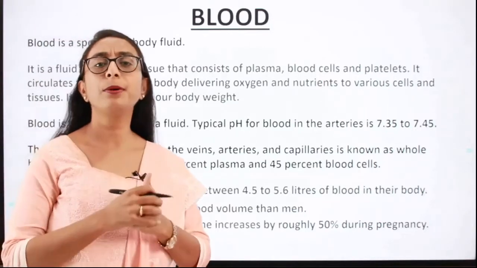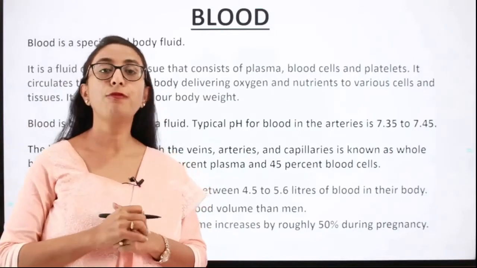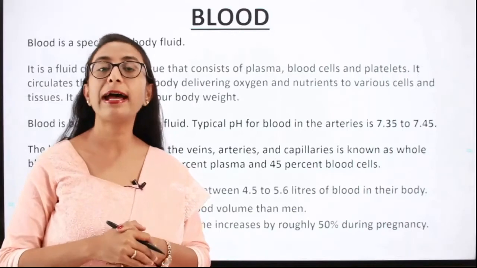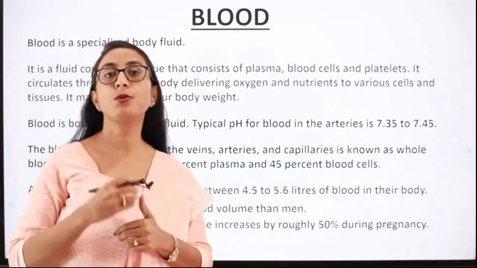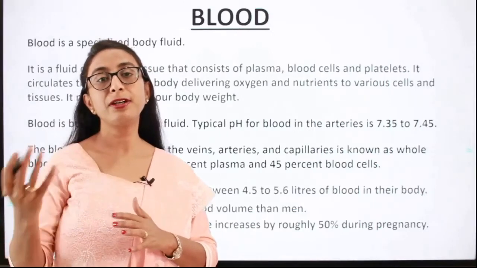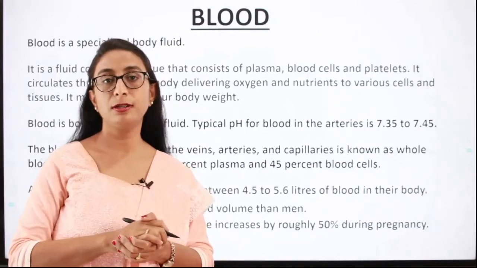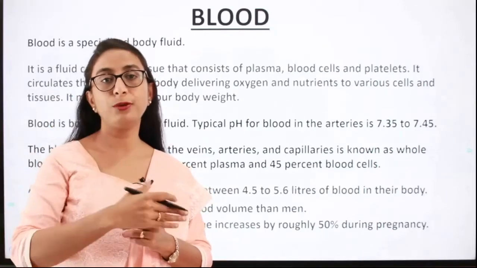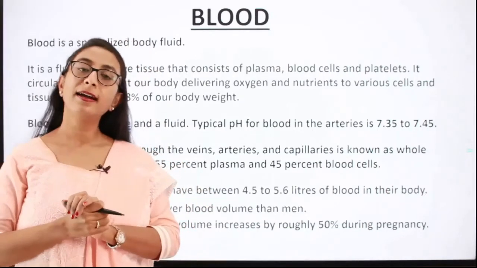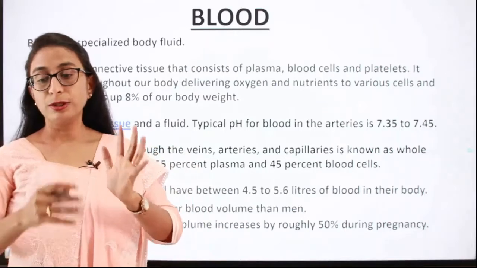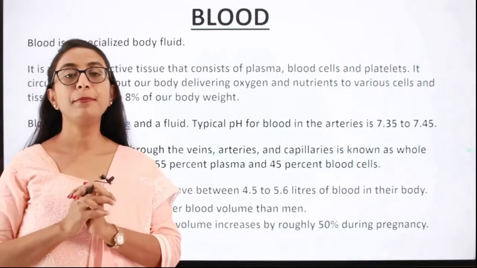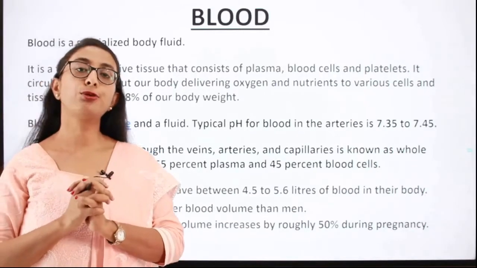So what is the primary function of blood? The primary function of blood is transportation of oxygen and nutrients to various parts of the body, to various cells, and also collection of carbon dioxide and returning it back to the heart. Then this process keeps continuing. That is what we study in the circulatory system, circulation of blood, which we shall be discussing in our future lectures. It circulates throughout our body, delivering oxygen and nutrients to various cells and tissues, and blood makes up around 8% of our total body weight.